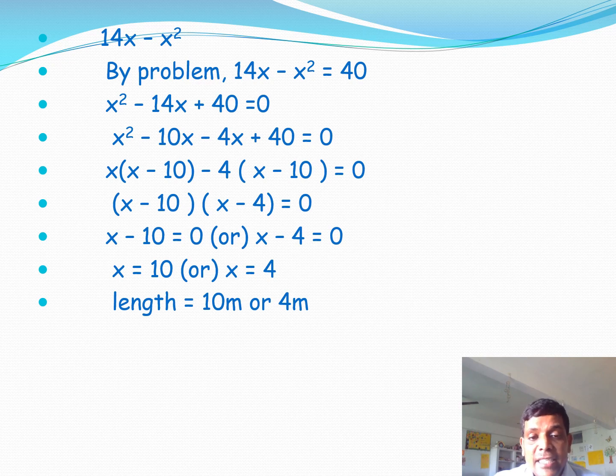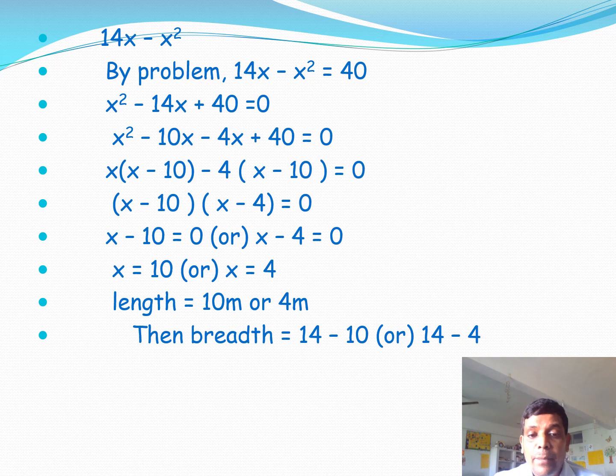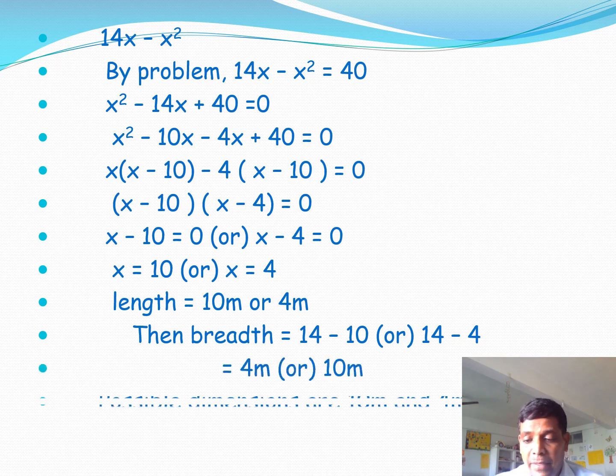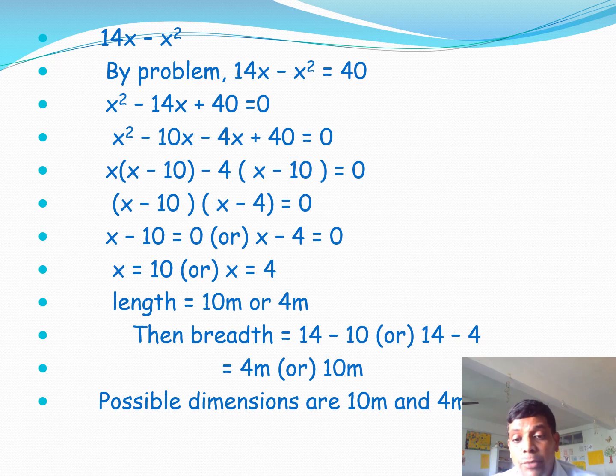Length x is equal to 10 meters or 4 meters. Then breadth equals 14 minus x, which means 14 minus 10 is 4, or 14 minus 4 is 10, so 4 meters or 10 meters. But the possible dimensions are 10 meters and 4 meters because length is always greater than the breadth.